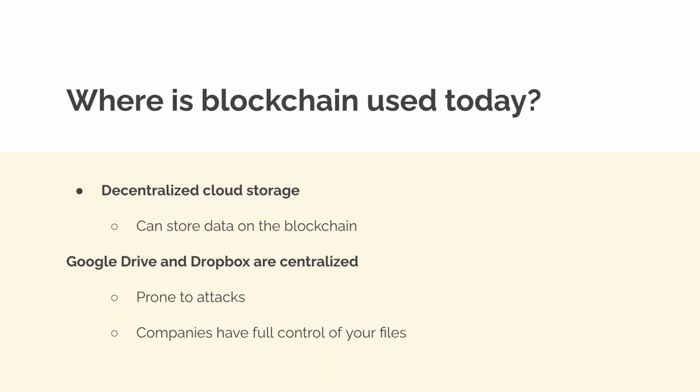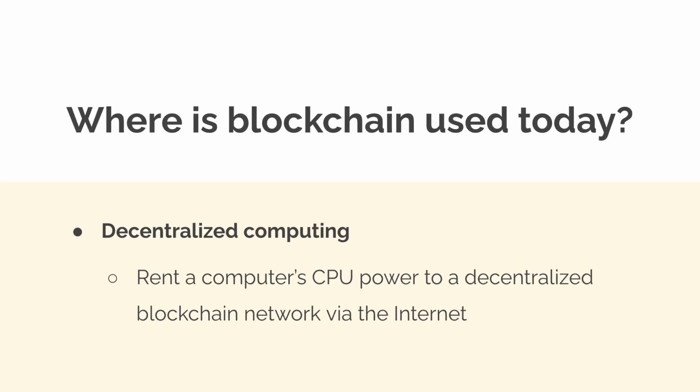As well, blockchain is used in decentralized cloud storage. So you can actually store private and public data on the blockchain. Applications like Google Drive and Dropbox, those are centralized, so they don't use the blockchain. This makes them prone to attacks, and also that means the companies that own those applications have full control of your files. You don't actually own your data. But with a decentralized cloud storage application, you can own your data because it's stored on the blockchain, so you have a lot more control.